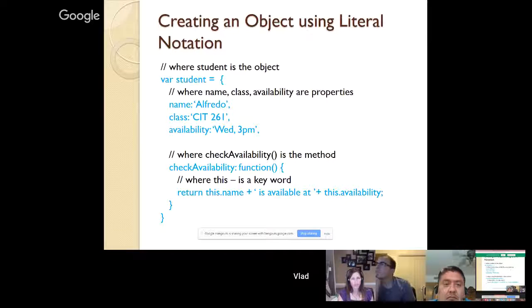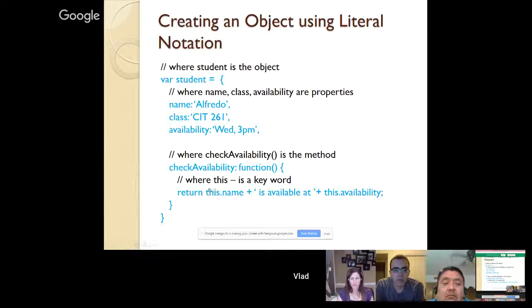In my first example, we have an object. Its name is student, and it uses literal notation, as I wrote in my title. What does literal notation mean? Everything is written inside the object. We have some properties, name, class, availability, and we have a method, check availability. So we wrote everything inside our object, and this creates an object using literal notation.